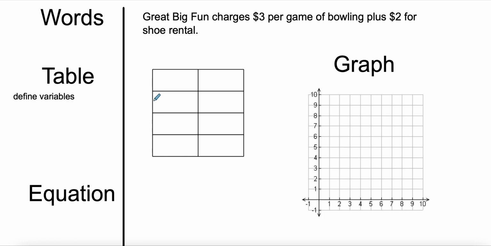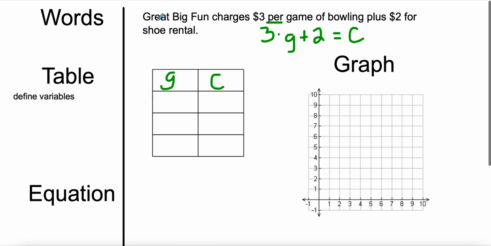Great Big Fun charges $3 per game of bowling, plus $2 for the shoe rental. All right, so per always tells us multiplication of a game, plus the $2 of the shoe rental. So our variables would be the number of games we played and, again, our total cost. So if we play $3 per game plus $2 for the shoe rental, that's going to give us the cost of bowling at Great Big Fun.